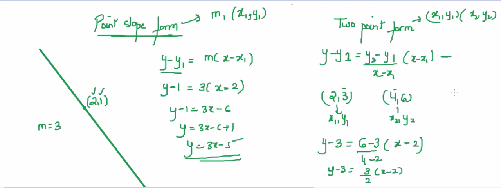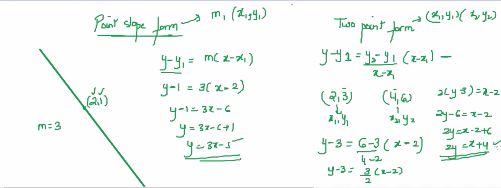Or if I cross multiply, I'll get 2 times y minus 3 equals x minus 2. 2y minus 6 equals x minus 2. 2y equals x minus 2 plus 6. 2y equals x plus 4. This is your required straight line. Or divide both sides by 2, we get y equals x over 2 plus 2. So this is how you can use 2-point form and point slope form according to what is already given in the question.